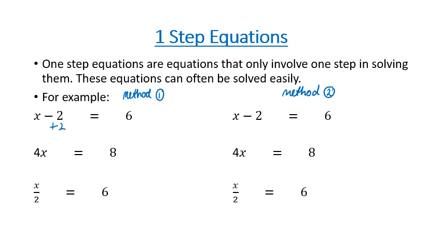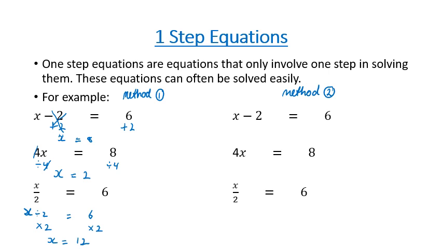The inverse of negative 2 is plus 2. We need to do that to both sides. Therefore, these cancel out and x equals 8. On our next equation, remember this is 4 times x. So the inverse of timesing by 4 is dividing by 4. If I do that on both sides, the 4's cancel. I end up with x equaling 8 divided by 4, which is 2. Here, this is actually x divided by 2. The inverse is actually multiplying by 2. I need to do that to both sides.